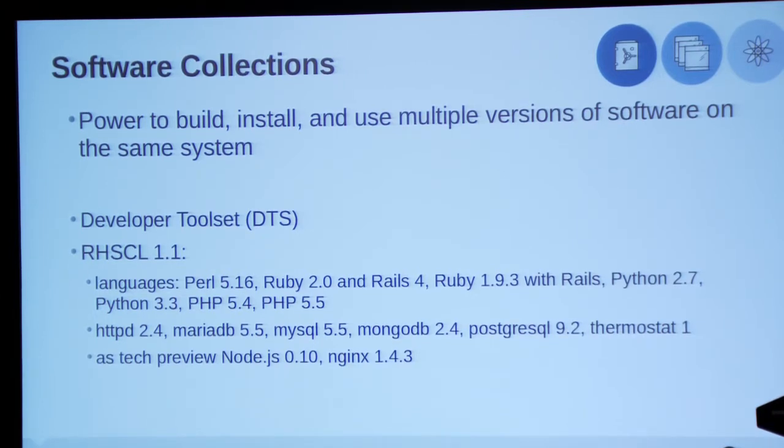With the RHSCL, you can have the same version of Apache or Perl or Ruby on your system on RHEL 6 and RHEL 7. And this may help you with the migration to RHEL 7, as you can adapt on RHEL 6 to these very critical components.